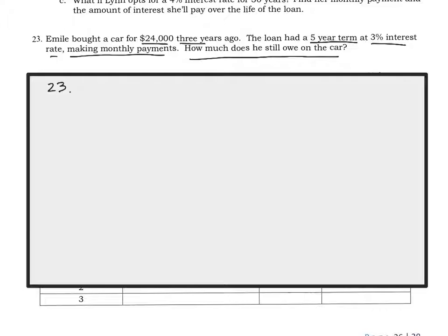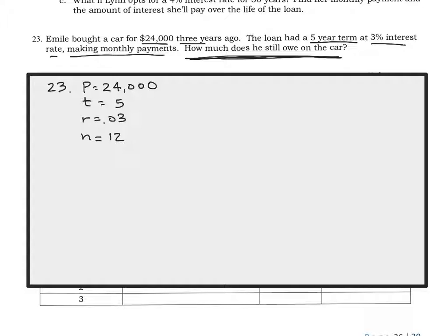Okay, so before we could figure out the remaining amount, and sounds like that's what they're asking us for, is the remaining amount on the loan, we need to figure out what Emil's monthly payment is. So we know that the principal is $24,000. And the total loan was 5 years, so we need to use that for our time. Our rate was 3%, and he's making monthly payments, which is customary.